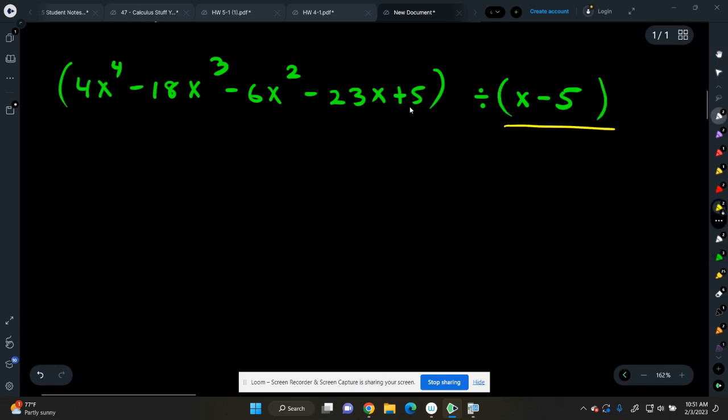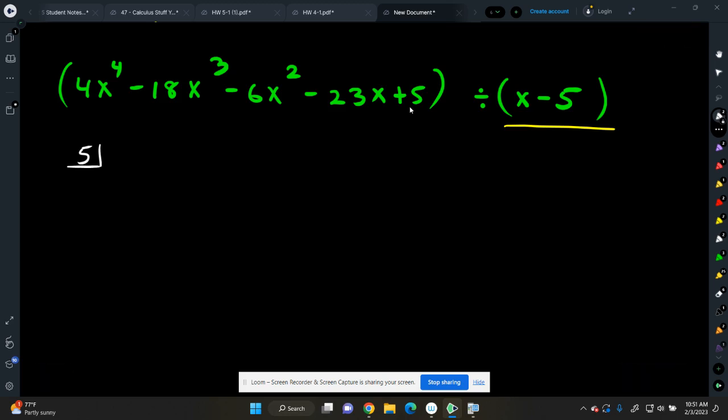What do we put in the corner? Jackson, what goes in the corner? Positive 5. Yeah. Good. Asen, what numbers go across the top? 4, negative 18, negative 6, negative 23. There you go. Excellent.